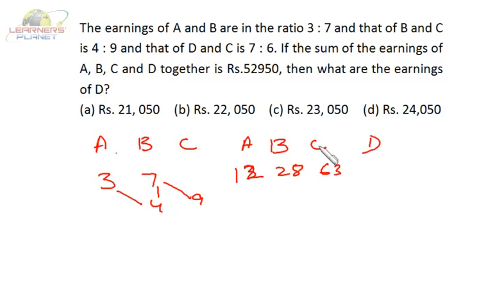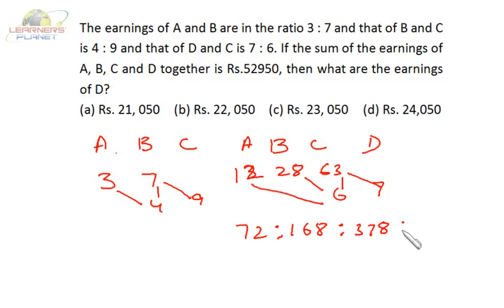Here it is D. The ratio between C and D is 6:7. Since D is to C is 7:6, that means C is to D will be 6:7. Now let's find the combined ratio of A, B, C and D. It's 12 into 6, that is 72, is to 28 into 6, that is 168, is to 63 into 6, that is 378, is to 63 into 7.